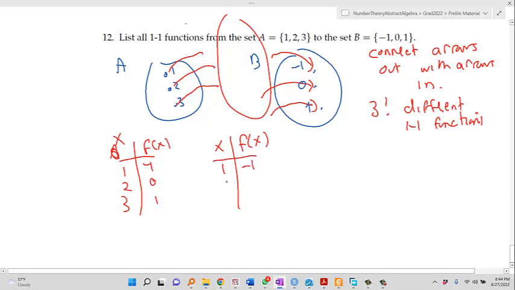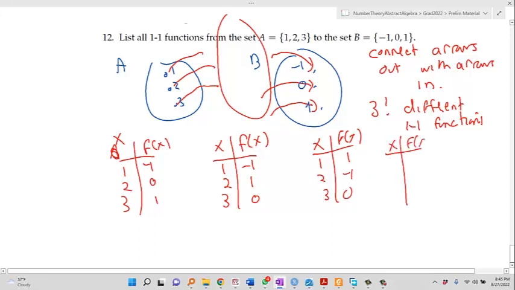Now, if 1 goes to minus 1, if I set 2 to 0 again, then 3 would have to go to 1, so I can switch these 2. On the other hand, I could have 1 go to 1, in which case 2 could go to minus 1 and 3 go to 0. I could also have 1 go to 1, and 2 go to 0, and 3 go to minus 1. And then you can find 2 more.